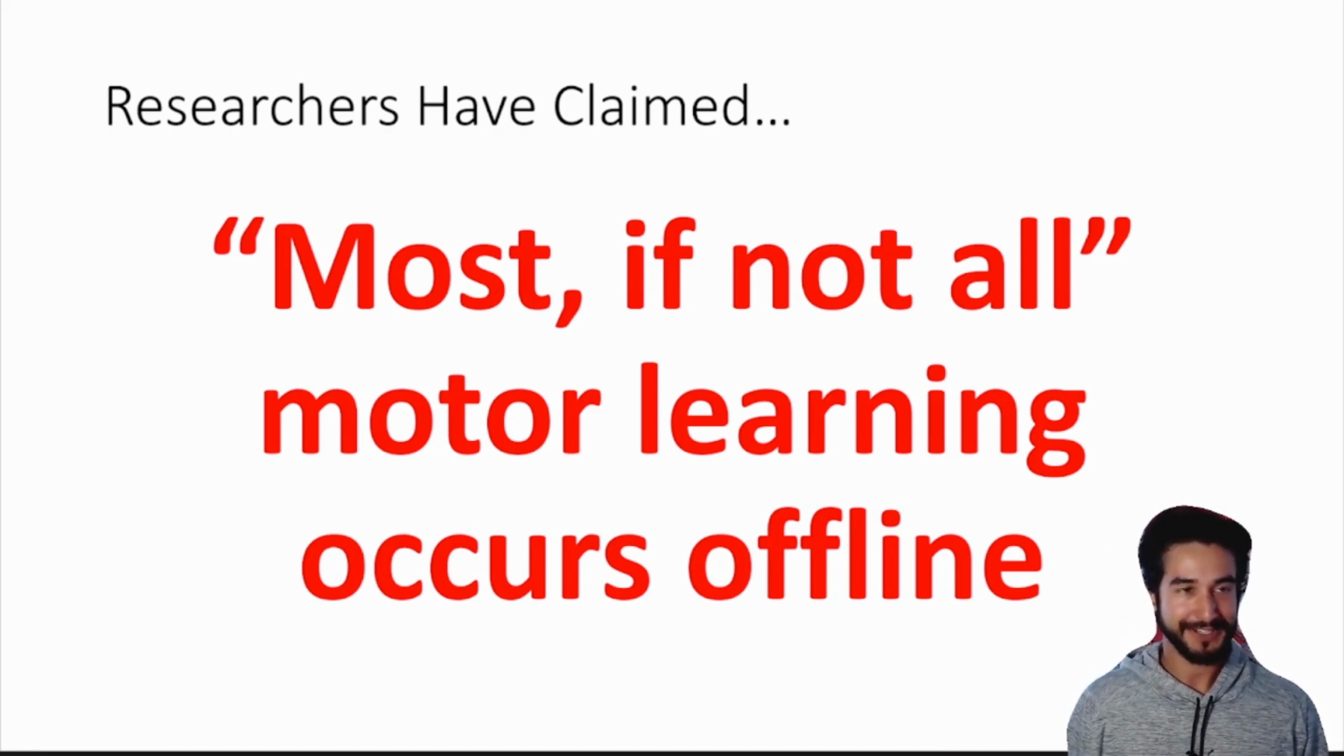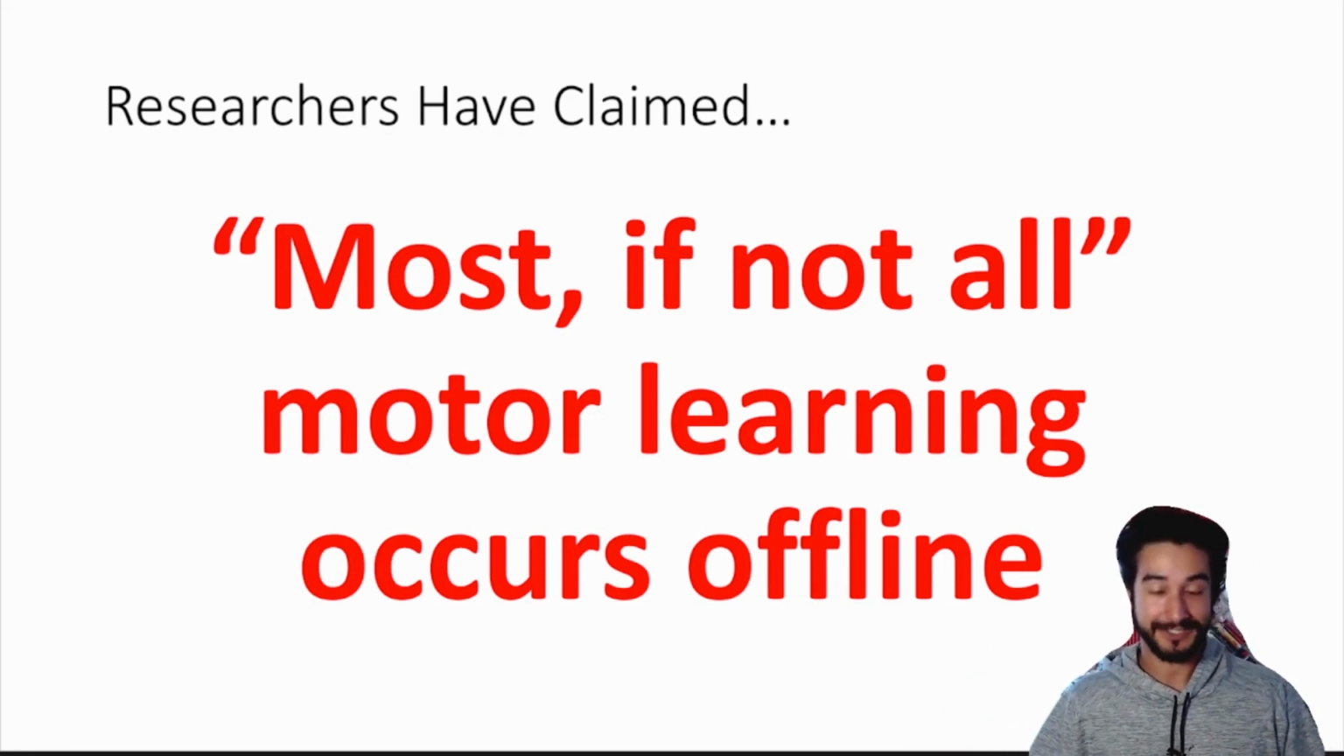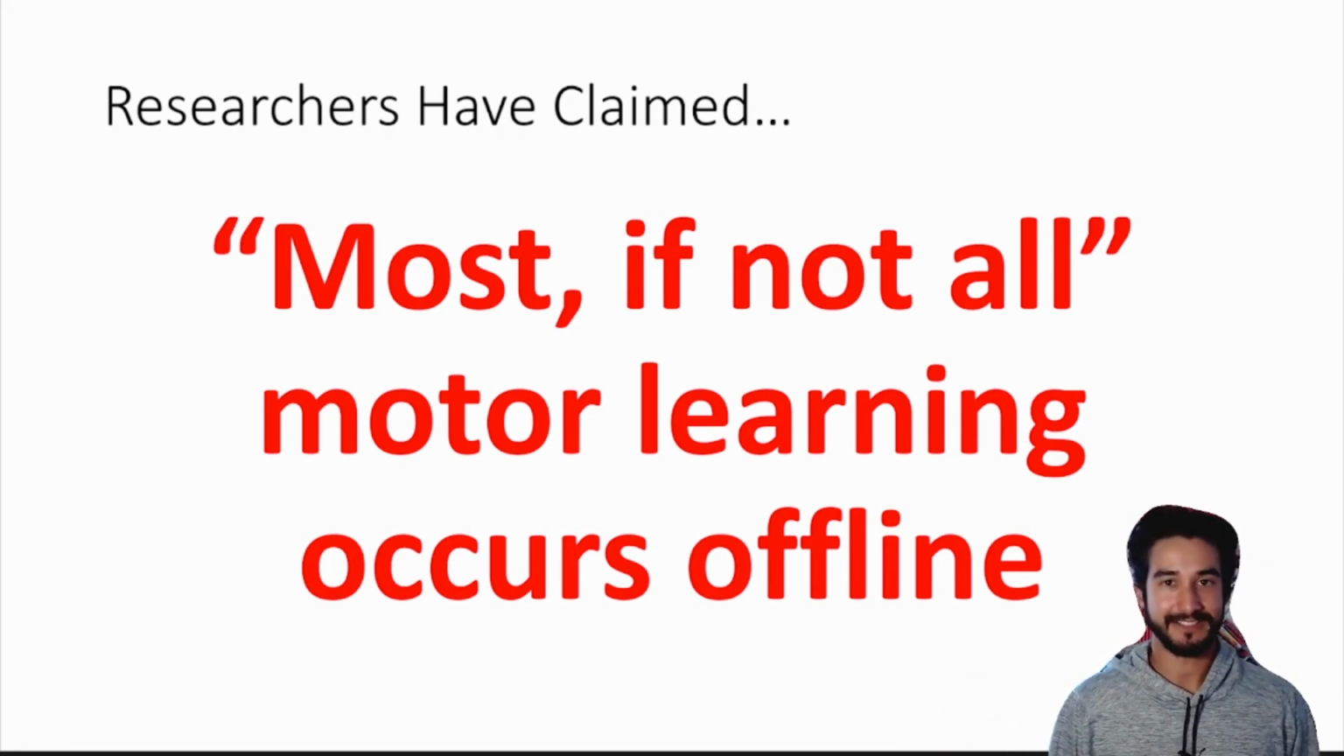Memory strengths aren't increasing while you sleep. You're just stabilizing these memories through consolidation. There's no evidence that that's occurring in declarative learning. And we'll talk about this debate in motor learning as well.